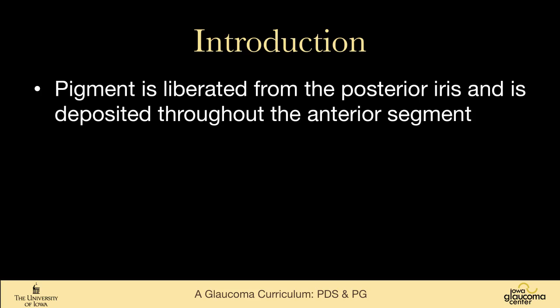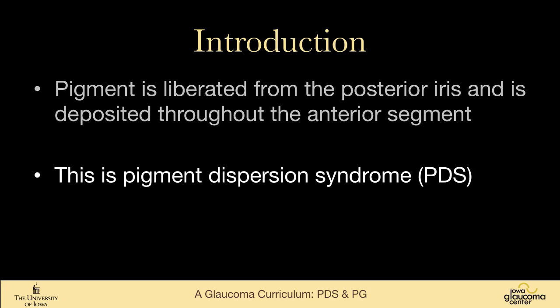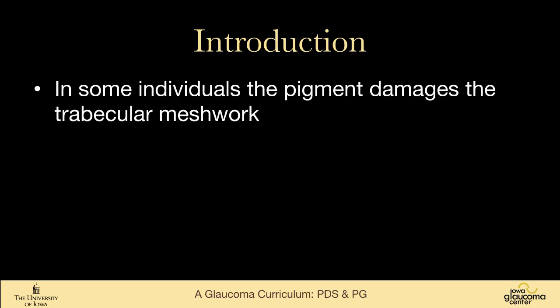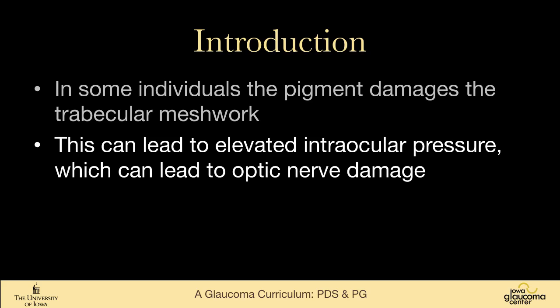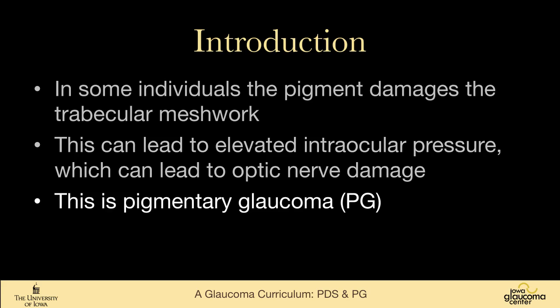So in this syndrome, pigment is liberated from the posterior iris and is deposited throughout the anterior segment of the eye. And this is called pigment dispersion syndrome. So you look in, you see pigment on the cornea, in the angle, behind the iris. That's pigment dispersion syndrome. In some individuals, the pigment damages the trabecular meshwork, which can lead to an elevated intraocular pressure, and in some of those people will lead to optic nerve damage, and then that is pigmentary glaucoma.